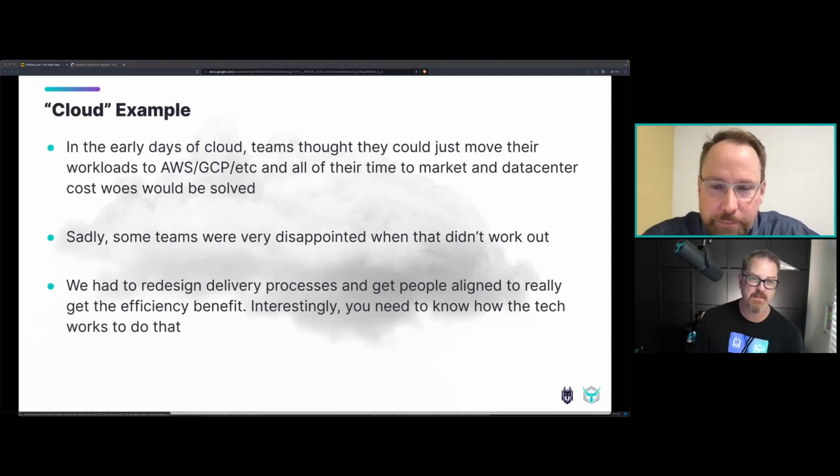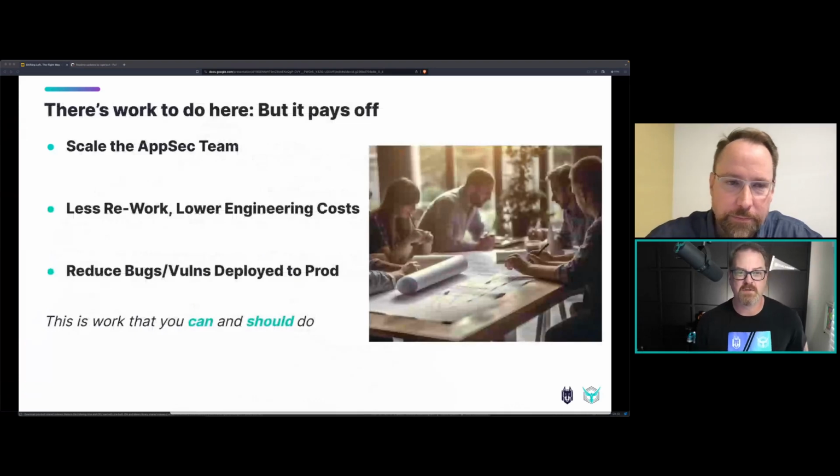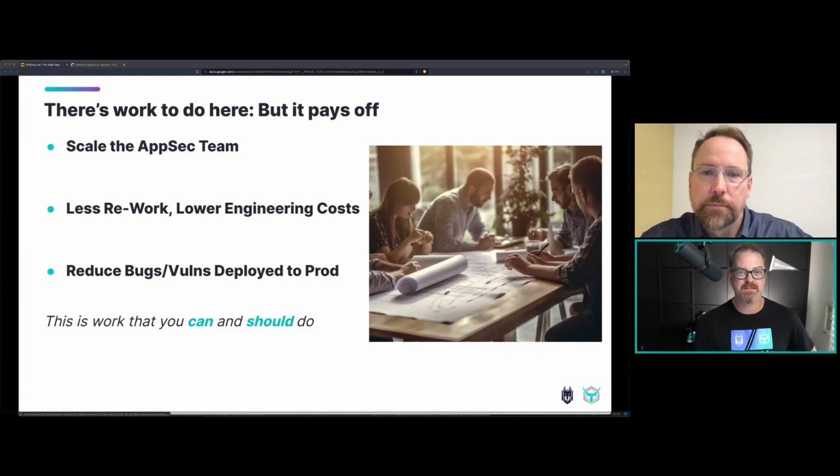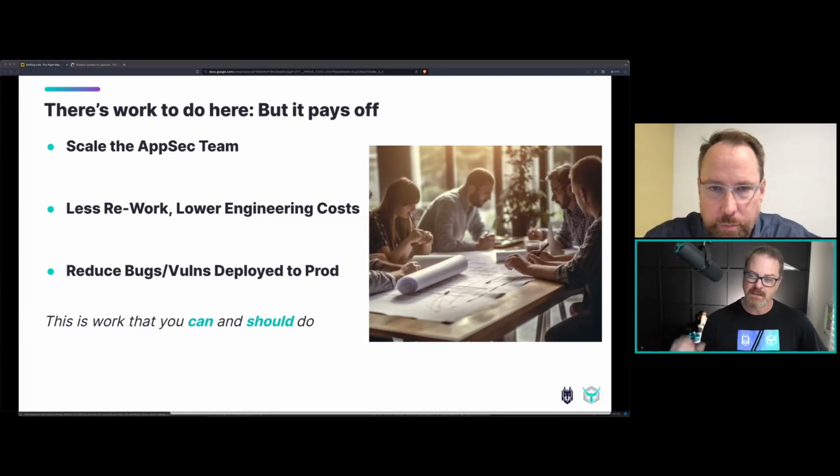All right, so it's not magic. So we know that there's a bunch of work to do here, right? But ultimately, it can pay off. And where it pays off is being able to scale the AppSec team. So we always talk about this 100 devs to 1 security person ratio that exists out there. I think it's low. I think it's more like 200 to 1. But being able to scale the AppSec team without needing to go find these really hard to find, really good AppSec resources, we're talking about less rework and lower engineering costs, time to market, code.